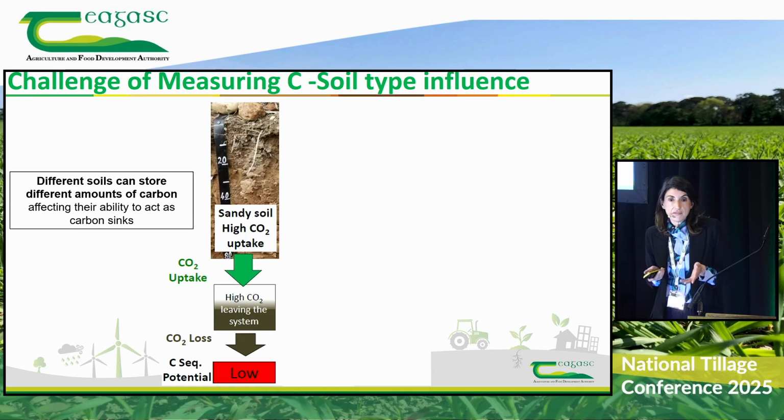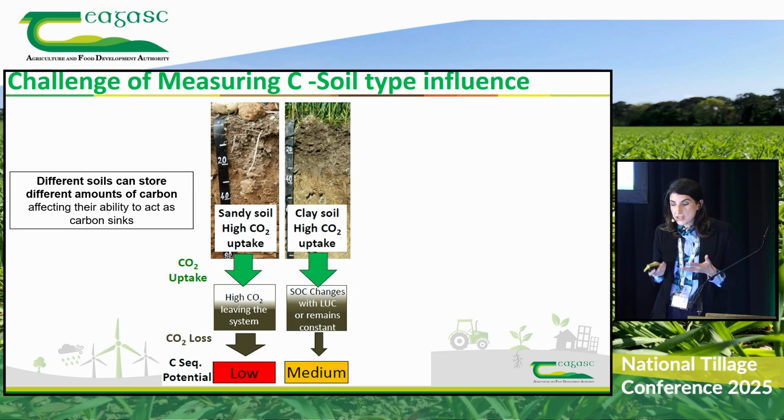One of the challenges is definitely taking into account the soil type influence. Different soils can store different amounts of carbon. A sandy soil, for example, has a very high uptake, but also the CO2 loss from this system is very high. So the carbon sequestration potential in those soils is quite small. On a clay soil, so a heavier soil, the carbon uptake is similar. However, the carbon loss is lower, so the carbon that is left over in the system is actually higher, and the carbon sequestration potential for those soils is higher.